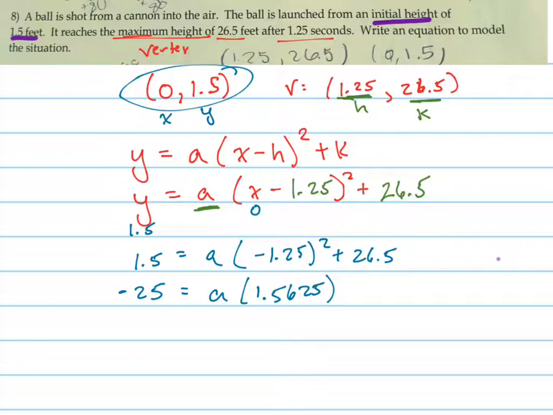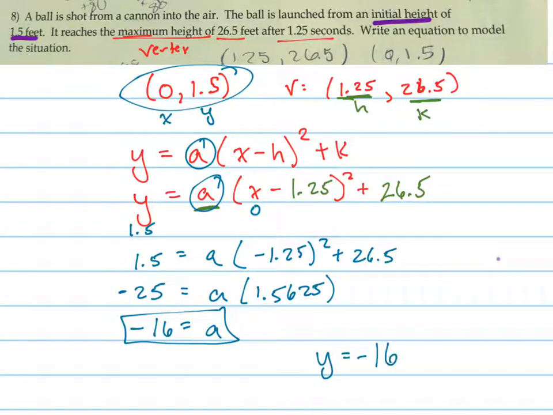a positive 1.5625, and then to solve for a, we divide negative 25 by that number, so negative 25 divided by 1.5625 is going to equal negative 16. So a is negative 16, so let's plug that back in right there, and that's our equation. So y equals negative 16 times x minus 1.25 squared plus 26.5. There's your answer.